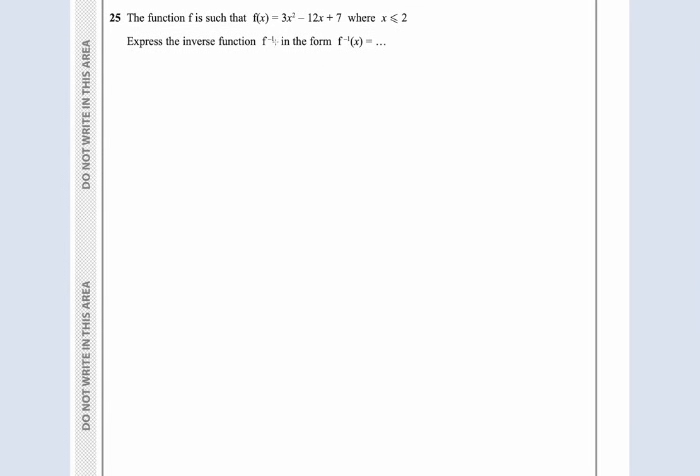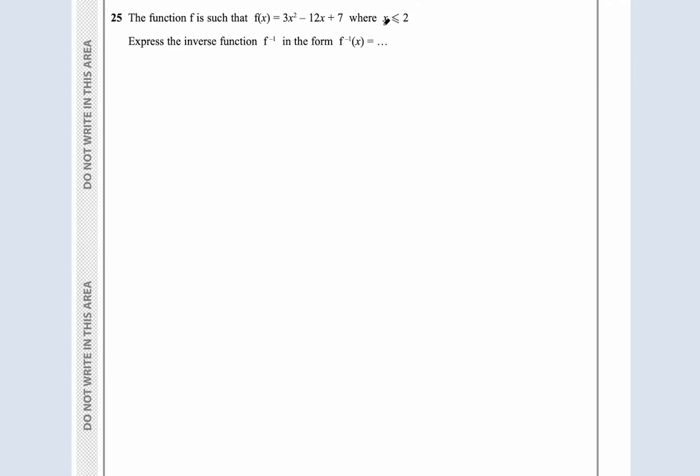25. The function f is this, where x is less than or equal to 0. This, guys, will become important at a later point. Express the inverse function f minus 1 in this form. Okay, so this is an inverse function question, but it's a difficult one because we have a quadratic, and to get the inverse of a quadratic, we have to complete the square.